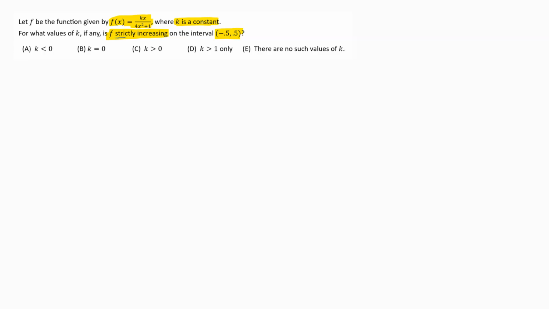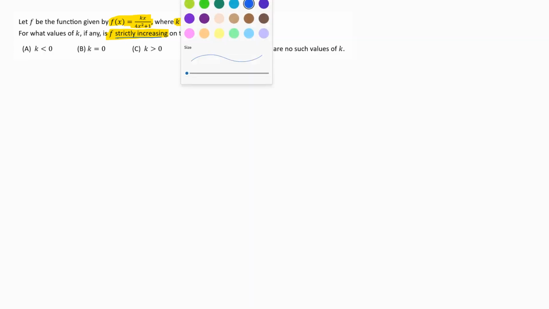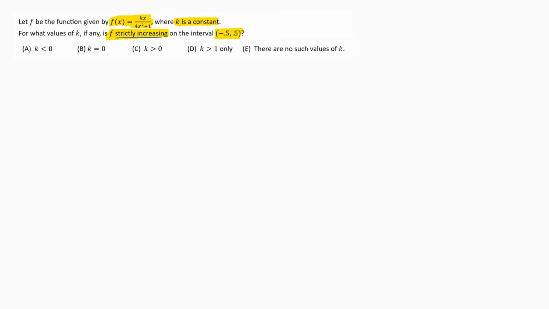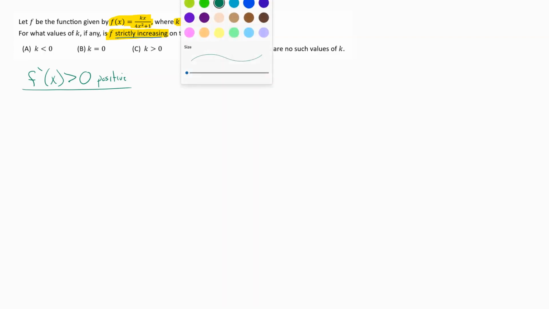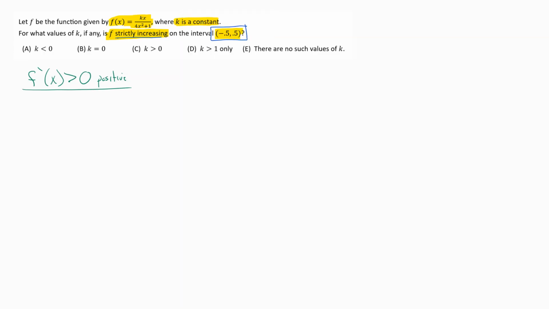When we talk about strictly increasing, the word increasing or decreasing should always tell us that we want to be talking about a first derivative. And for something to be increasing, we know that our first derivative needs to be positive, greater than 0. So we're going to start by taking our derivative and seeing where that gets us, because we need to figure out how to make our derivative always positive, not through the whole equation, remember, but only on this one interval right here.